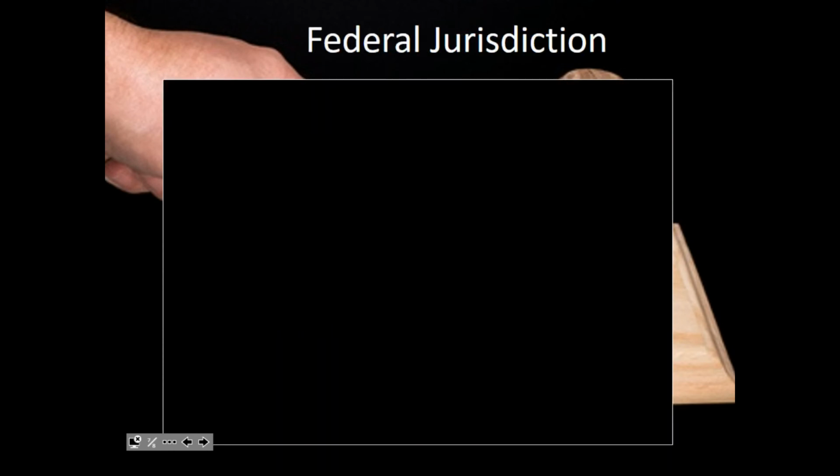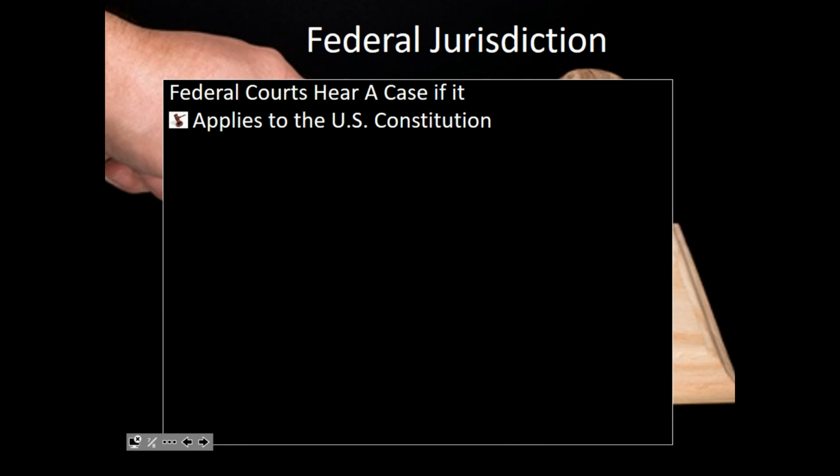Lastly, guys, what is federal jurisdiction? When can a federal court hear a case? The big thing here is if it applies to the U.S. Constitution. If it's an issue with the U.S. Constitution, it goes to a federal court. Now, of course, there are state constitutions as well, and so those wouldn't go to a federal court. If it involves a violation of federal law, pretty straightforward. Federal law, robbing a bank, murder, things like that.